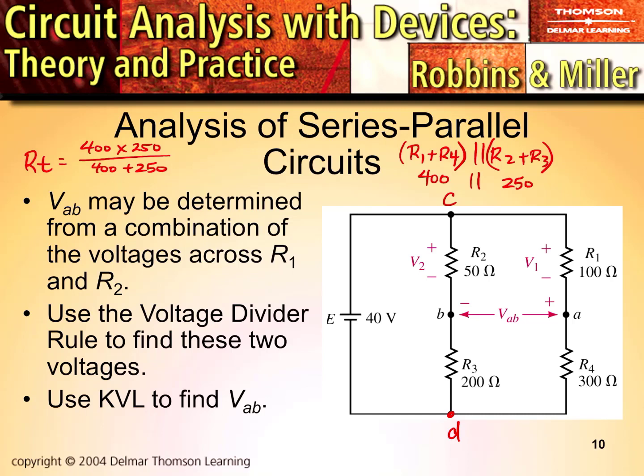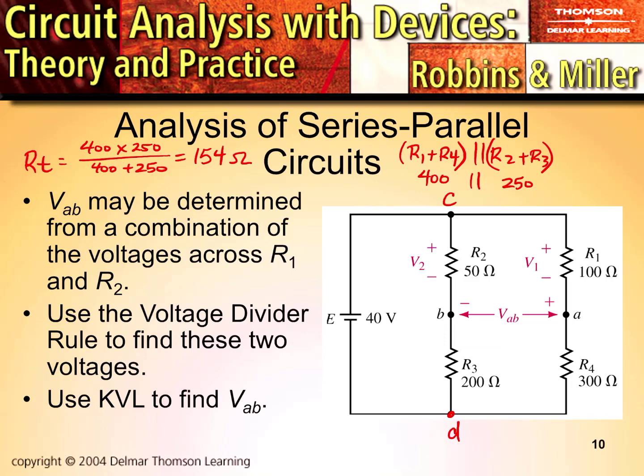Times 250 divided by 400 plus 250. If I got this entered in my calculator correctly, then that should be 153.8 ohms. So we're going to call that, for purposes of today's demonstration, 154 ohms. All right.